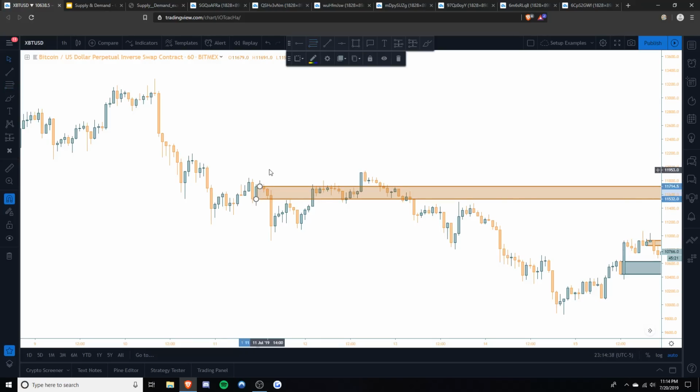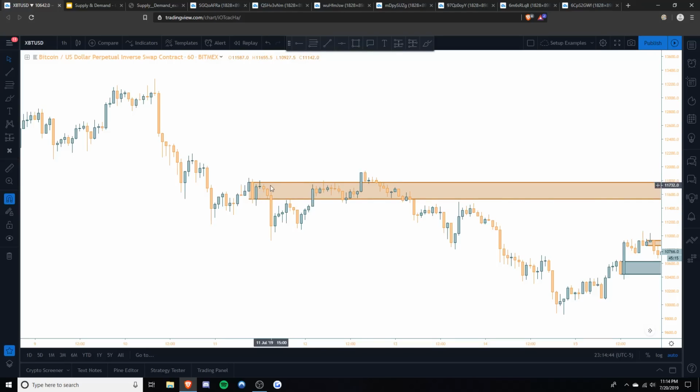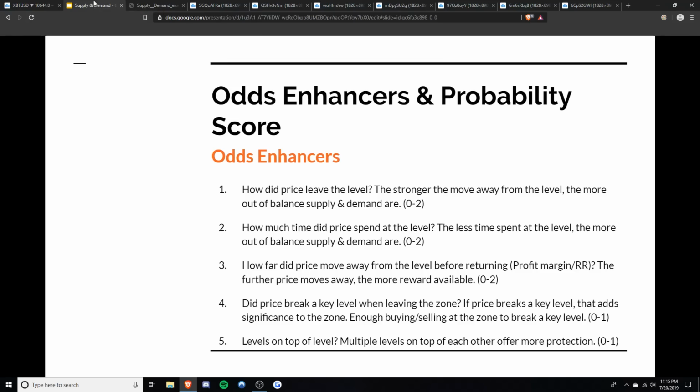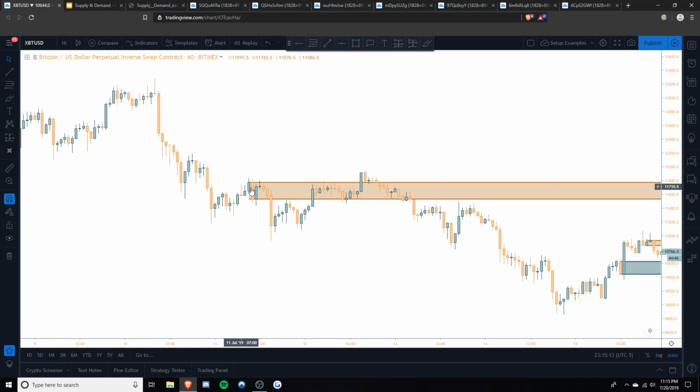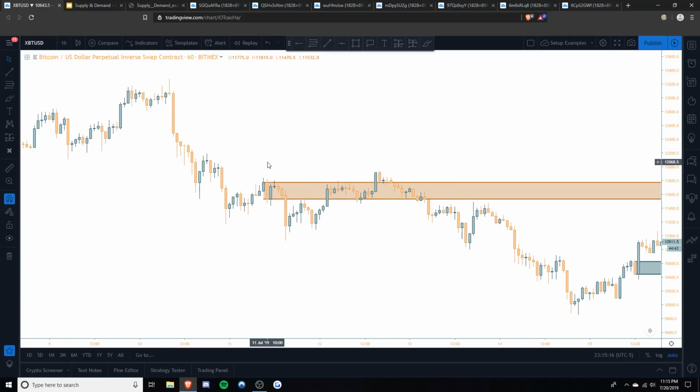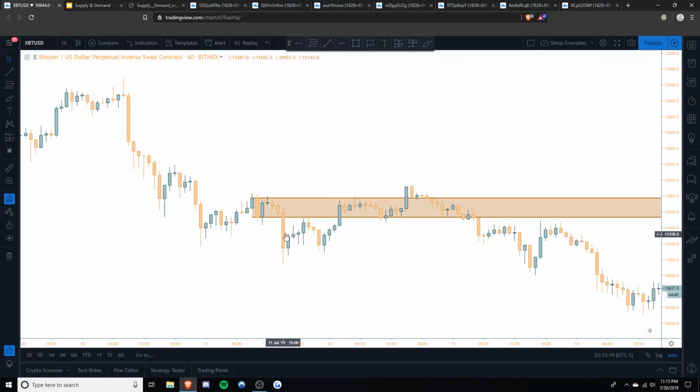Like you do have a supply zone here. This supply zone, I guess you could mark it out like that. This consolidation led to the down move that broke these lows, so we're breaking market structure. Again, not a very strong move away. Not much time spent before it retested. Quite a bit of time spent at this level too before it broke down. So really it didn't break a key level. I guess you do have levels on top of levels, so that's a point, but really this wasn't a very good zone to trade from.